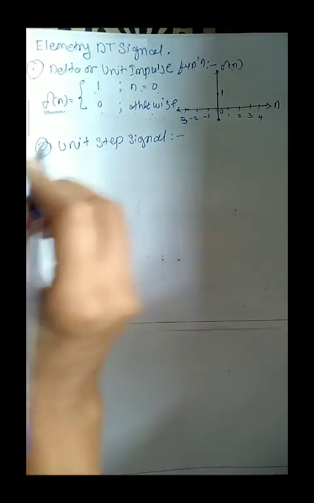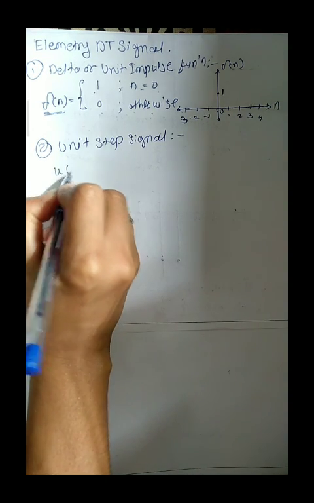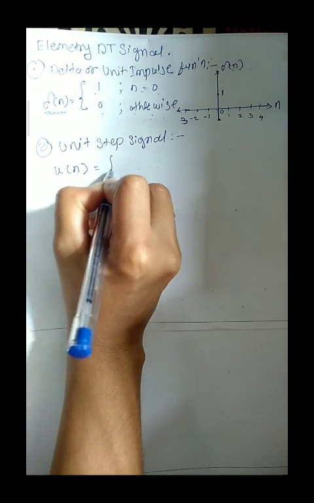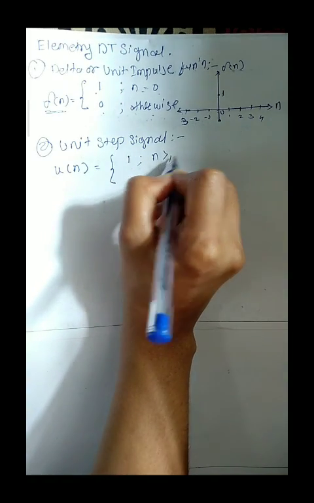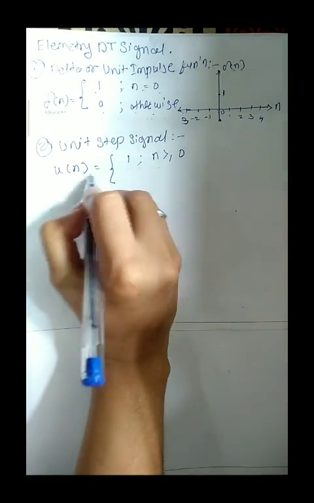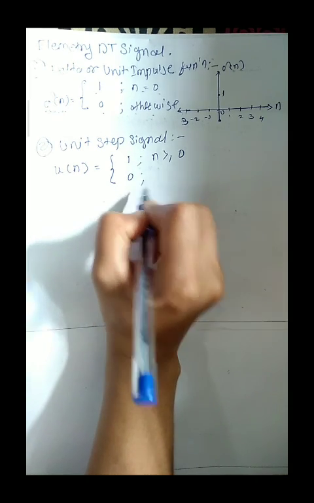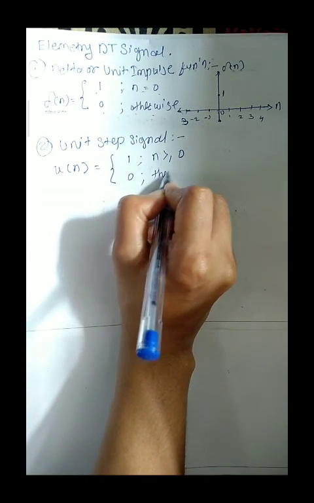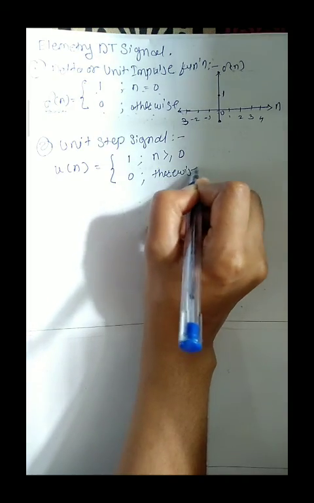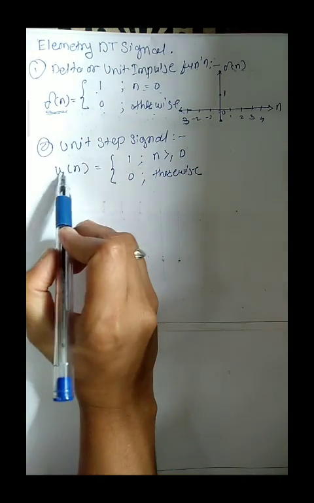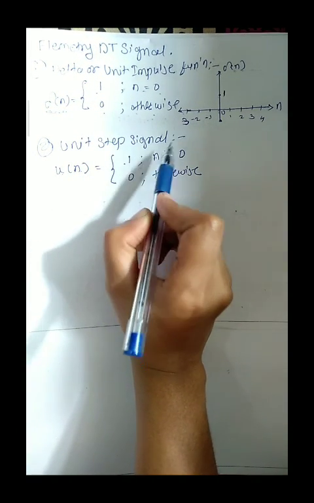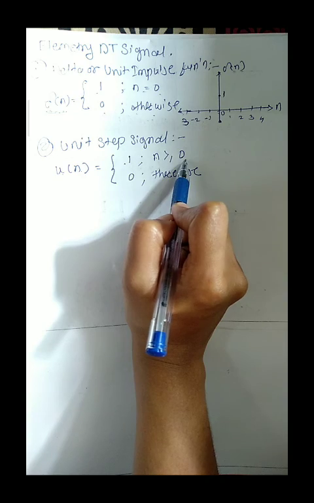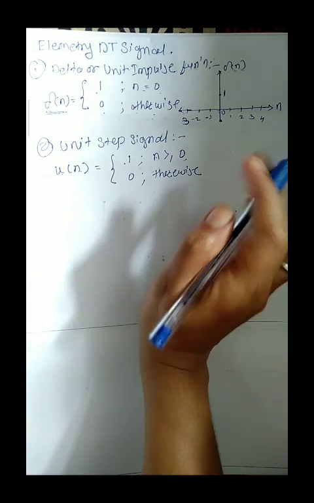Unit step signal means what? It is denoted by u of n. For 1 unit, u of n is equal to 1 for n greater than or equal to 0, and u of n is equal to 0 otherwise. Means what? The value of u of n is 1 for n greater than or equal to 0, and it's 0 otherwise.